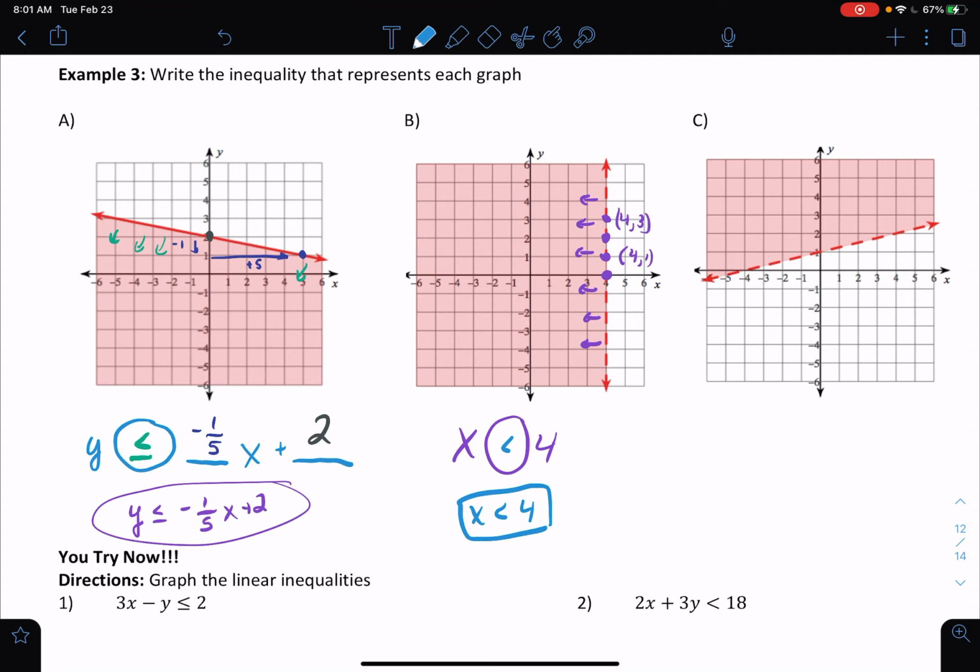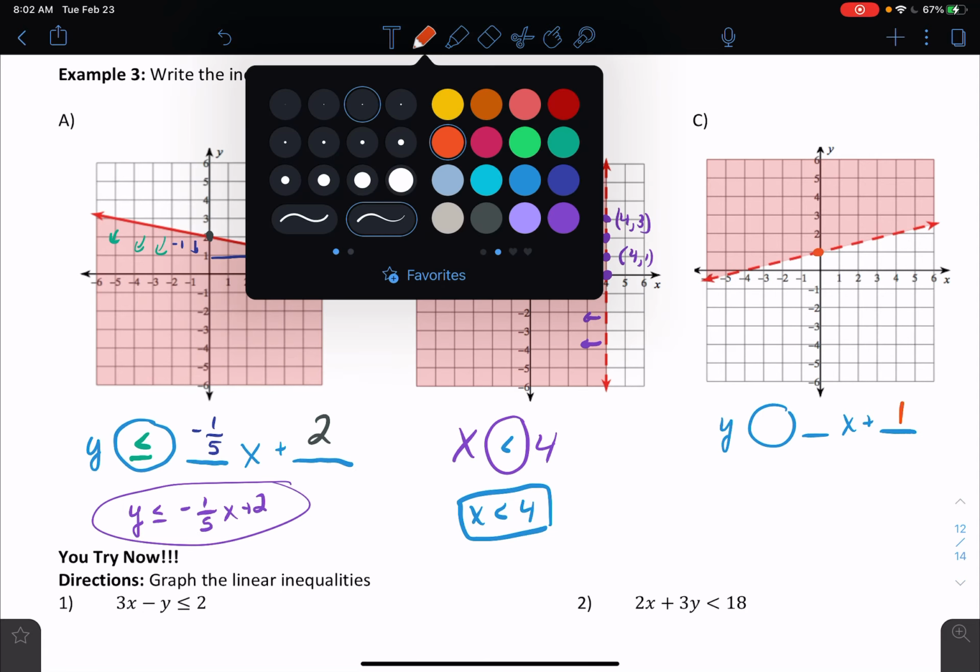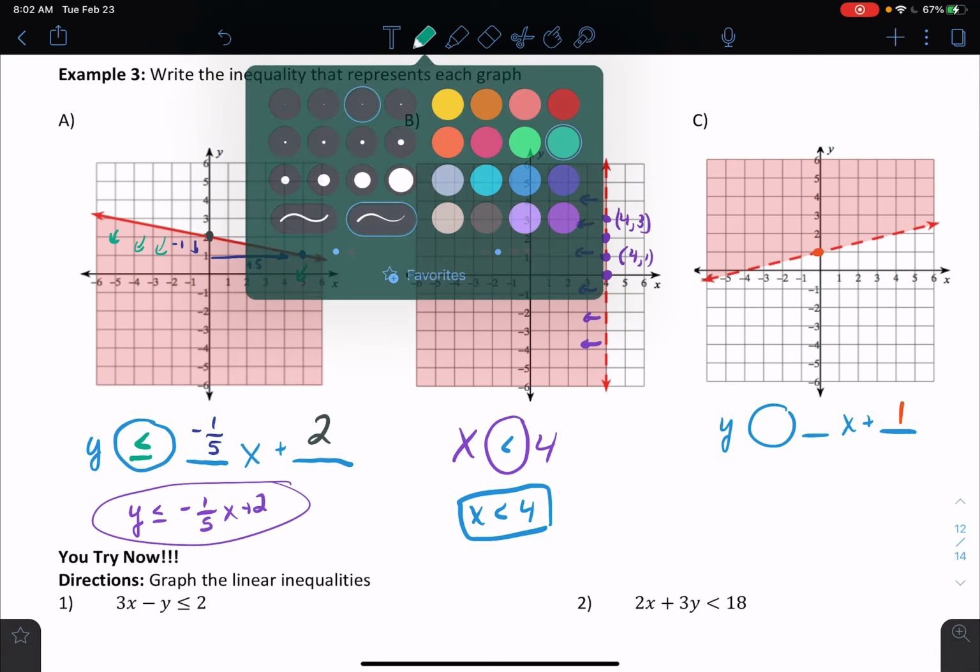And then lastly, in part C, again, we've got a boundary line, so I'm going to try to get it into slope-intercept form. So y, some inequality symbol, some slope, and some y-intercept. So the y-intercept is 1. Let me find another point on this line.